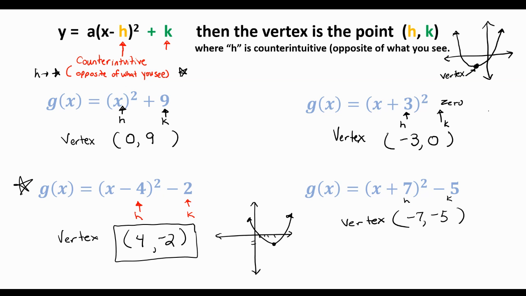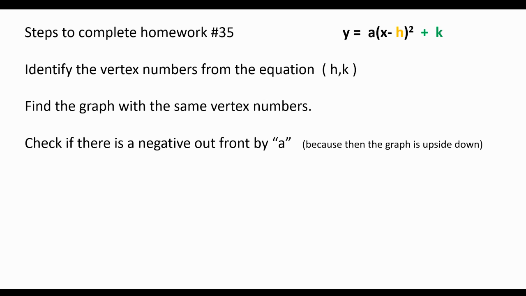All right, that's how we find the vertex. So these are your steps to complete your homework. You're going to do what we just did. Identify the vertex as H, K. Then just find the graph with the same vertex. That's all you have to do today. Just find the graph with the same vertex.